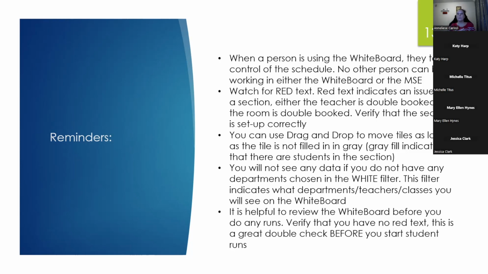And it is helpful to review the whiteboard before you do runs. Choose all your departments, just choose everything, look through that and look for that red text. If you see any red text, review that. Make sure that you meant to do that. If you didn't mean to do that, you want to fix that now before you start putting kids in there, because hey, your schedule's at 95%, but you got 3 double book classes. Once you move those, you're down to 85%. So check them first before you have to do all that work, and try to avoid having those issues.